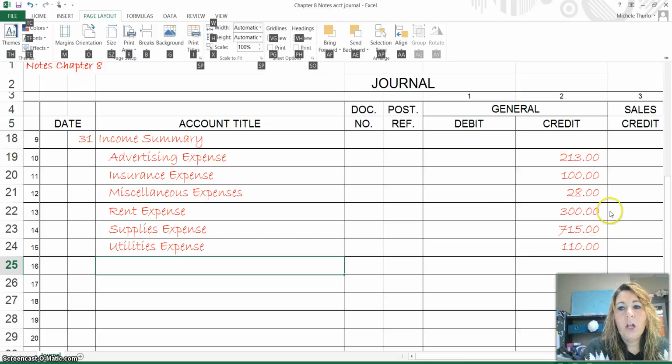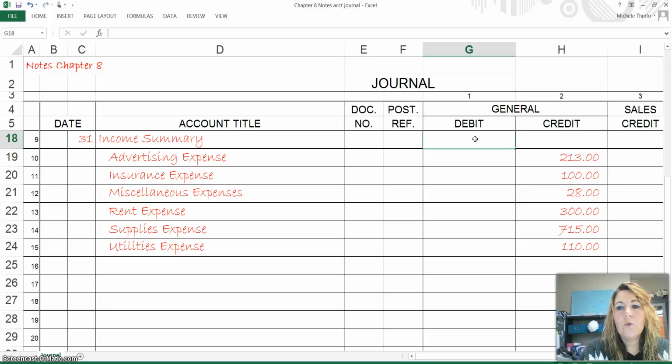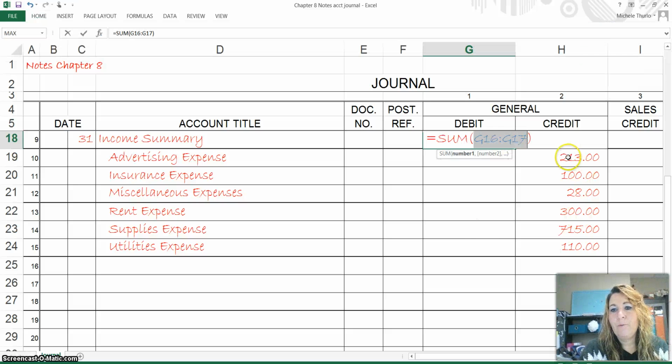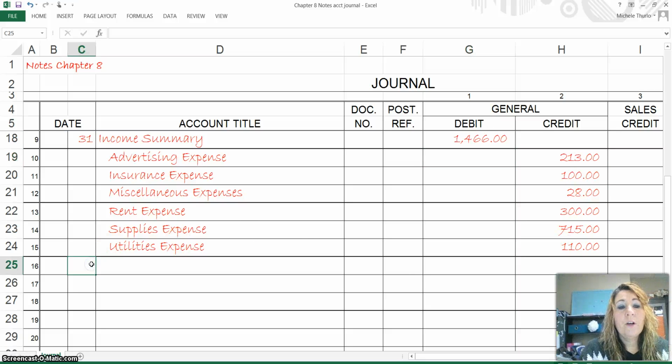Okay, now that we have typed in all of our expenses and whatever their current debit balance was, we've entered those as a credit. We're going to add up our credits because that's the amount of debit we need for our income summary. So since I'm doing this on Excel, I'm going to show you how I would do this in Excel. You can use your calculator if you like. Get my ribbon back here. I'm just going to hit auto sum and choose sum because I'm adding. It's going to say, what are you wanting to add? So then all I have to do is highlight my column of information that I want to add and press enter.